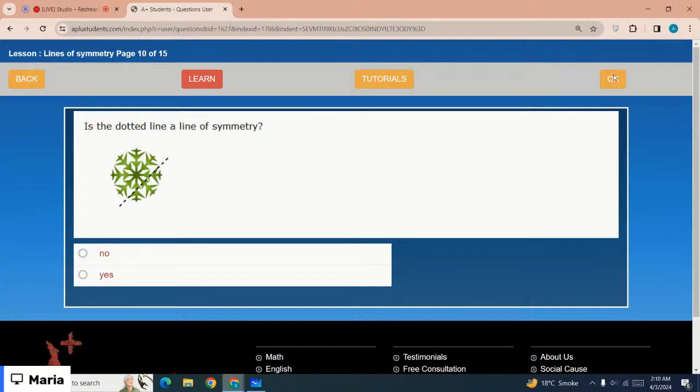No, this isn't a line of symmetry, right? The correct option is no.